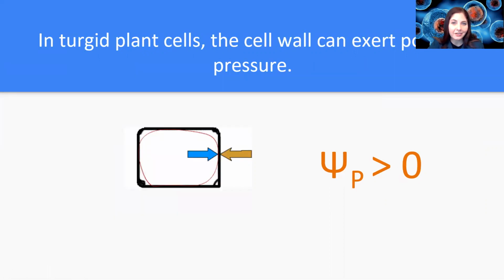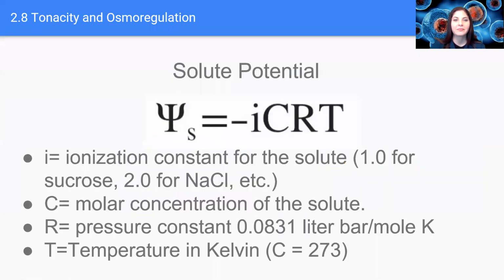In turgid plant cells, the cell wall can actually exert pressure onto those plasma membranes. So now we're going to look at the solute potential. This one gets a little bit more complicated because we have several different factors that we have to take into consideration to calculate this. Now, whenever you are working one of these problems, you will be given what you need. So it's pretty much a plug and chug type equation.